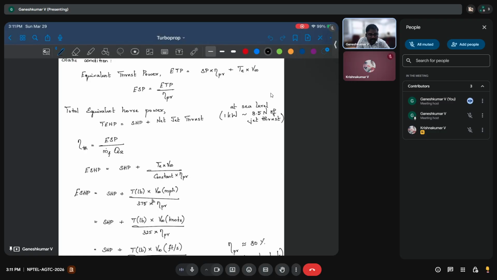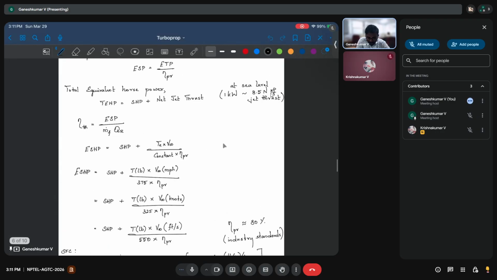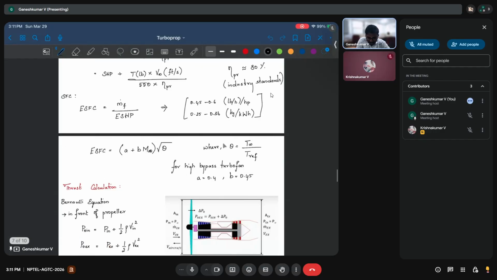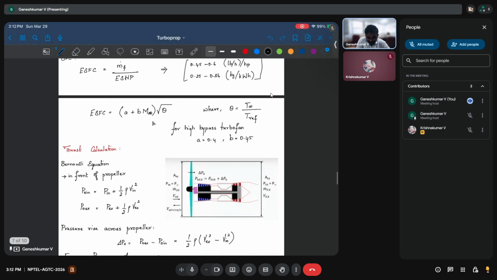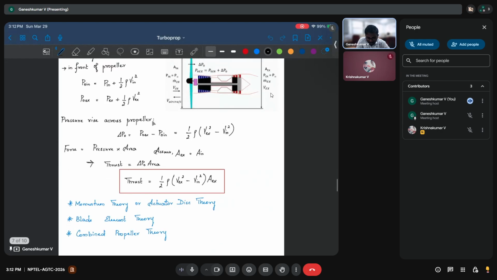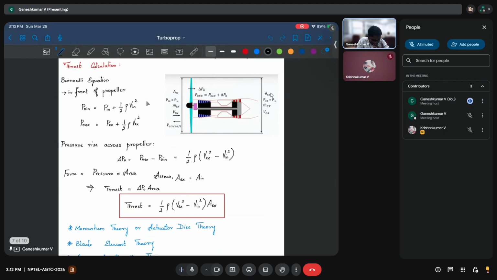The 375 is added to convert kilowatts to horsepower. You also have the specific fuel consumption. Equivalent specific fuel consumption is nothing but m dot f divided by the equivalent shaft power in horsepower. Similarly, you also have brake specific fuel consumption. To find the thrust, you can use the Bernoulli equation, and for that you would need the inlet velocity and the exit velocity.